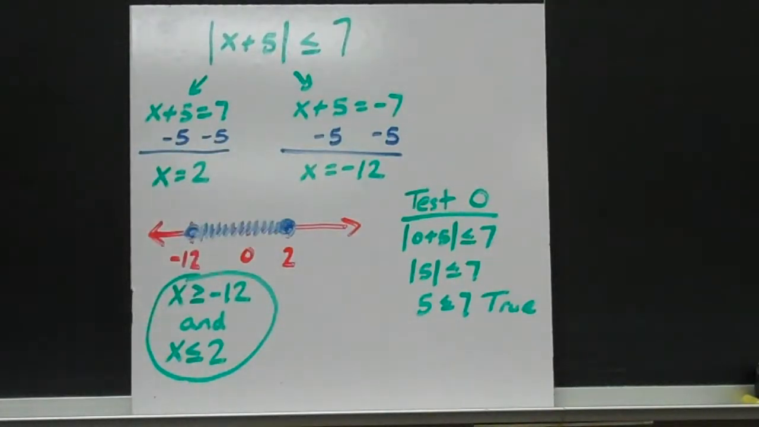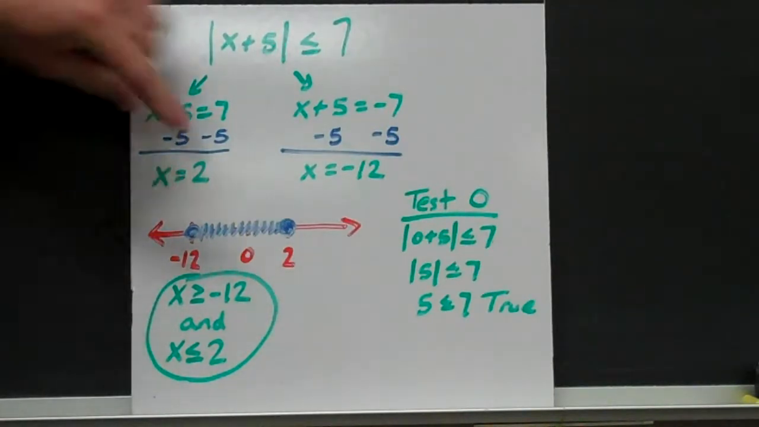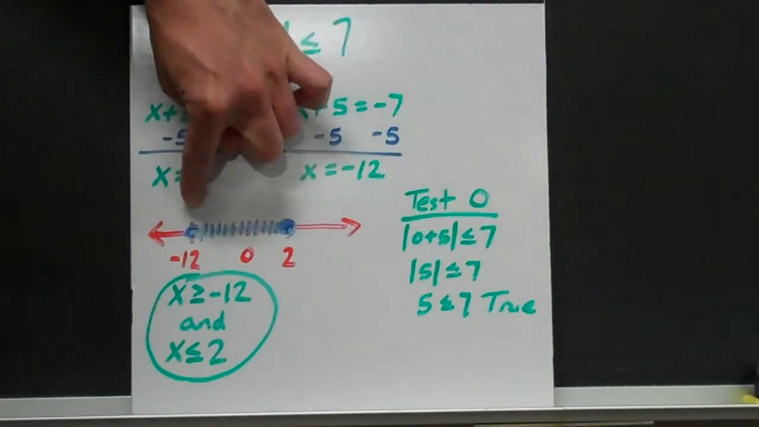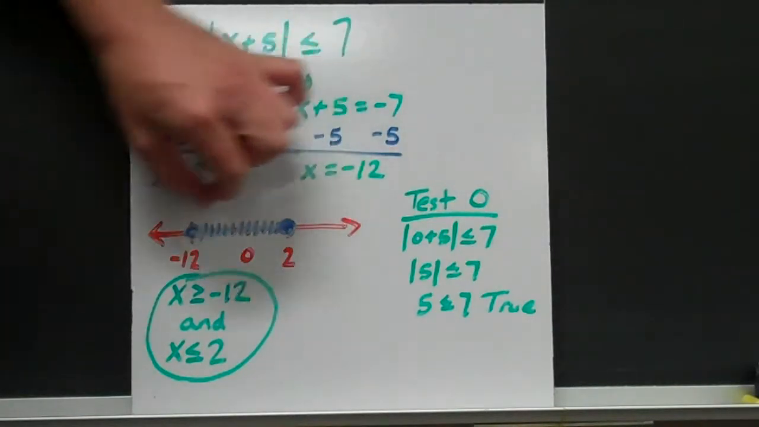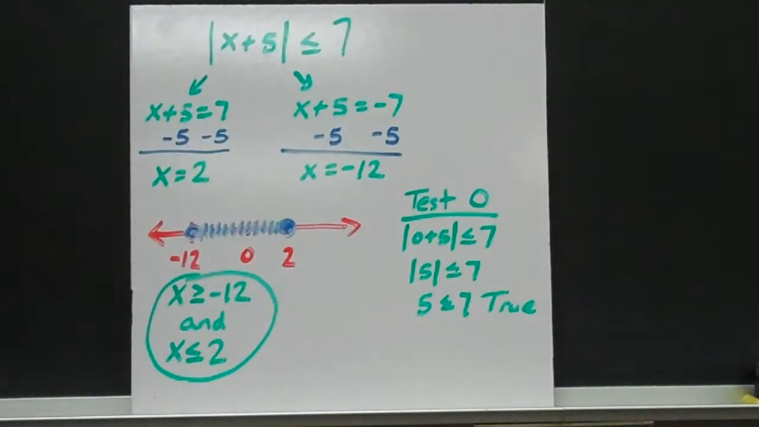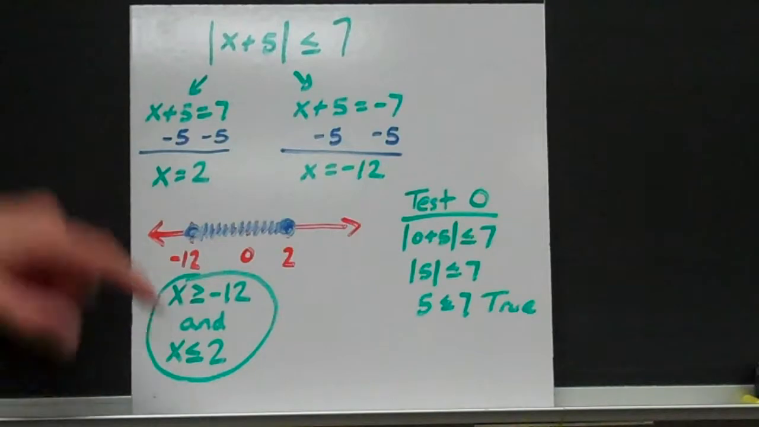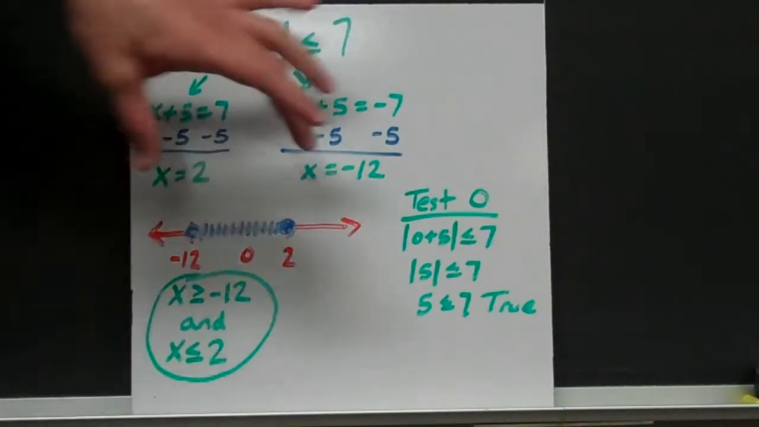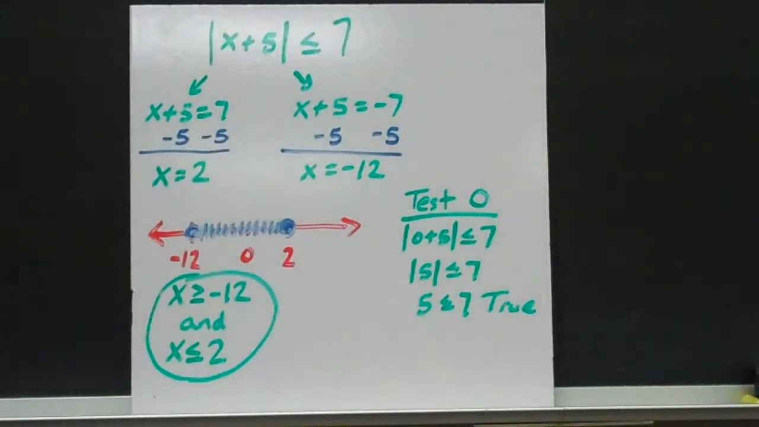But there's one other thing we need to add to this, and that's the word and. Because we are greater than or equal to negative 12 and less than or equal to 2. That's what keeps us in between the two of them, is that word and. Because and means it has to satisfy both of these conditions. So only the region in between the 2 points would satisfy both of those conditions.